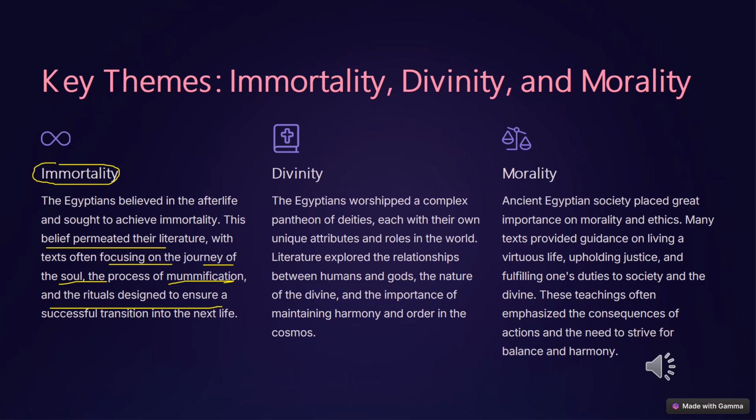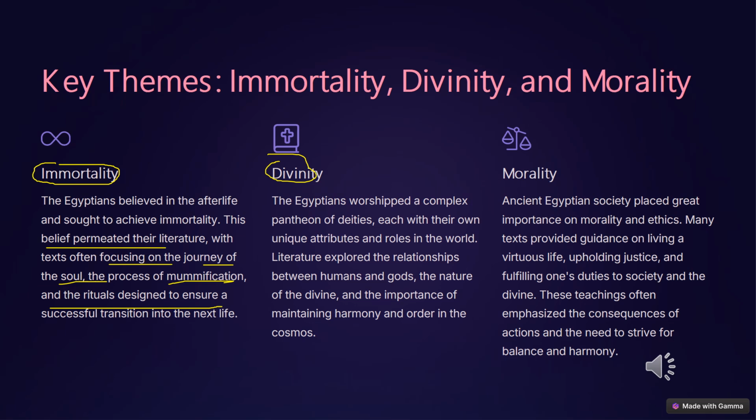Next, we examine divinity. The Egyptians worshipped a complex pantheon of deities, each with unique attributes and roles in the world. Literature explored the relationships between humans and gods, the nature of the divine, and the importance of maintaining harmony and order in the cosmos. This is reflected in the hymns and myths that celebrated the power and wisdom of the gods.